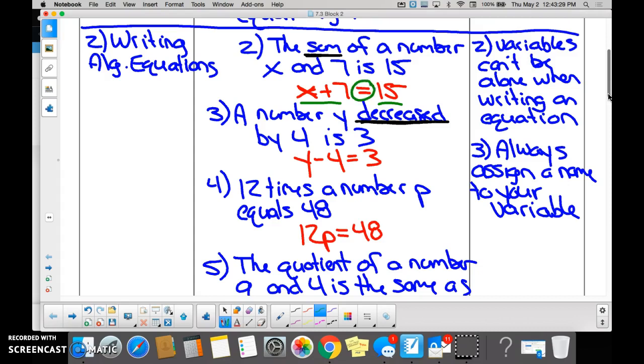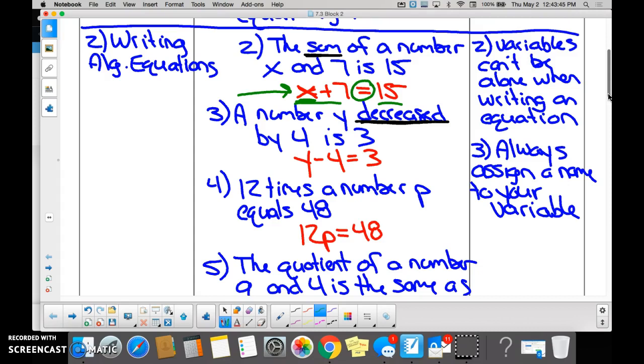So in this equation, the sum of a number x and 7 is 15. X plus 7, which is the sum of a number and 7, right, is equal to 15. Both of these sides are the exact same. And can you guys figure out what x is? Yes. But we don't care, because we're just writing an equation, right?